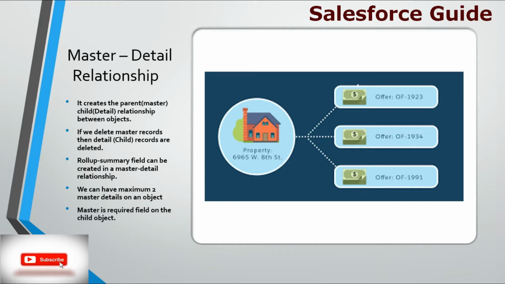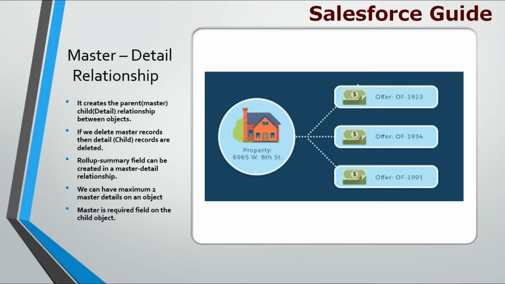So for this, let's go through an example of how exactly it works. Here, as shown in the image, we have a property which the user wants to sell. For that, we have received multiple offers, that is offer 1, offer 2 and offer 3. Obviously, whenever the property is available to sell, the offers are valid. Once the property is sold or marked as sold, all the offers automatically get deleted. It doesn't make any sense if the property is already sold and we are still getting offers. Such things occur in Salesforce.